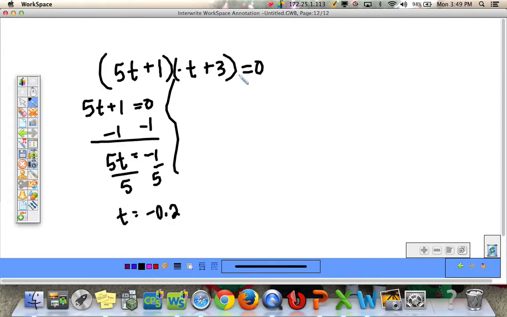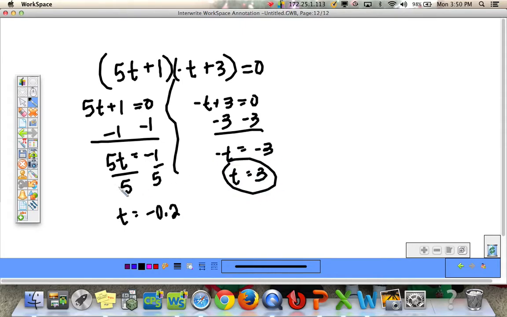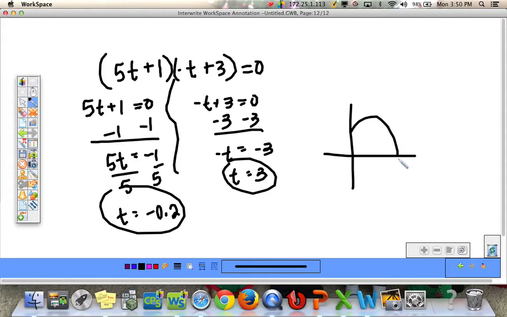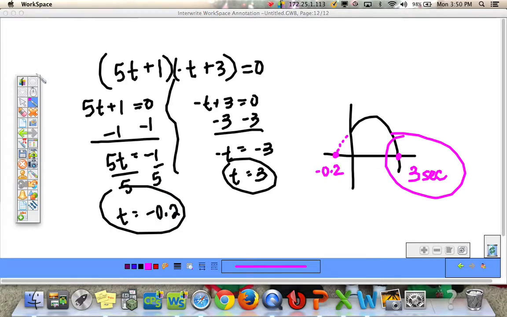Let's do this one right here. So negative t plus 3 equals 0. Subtract 3 from each side. Negative t equals negative 3. T equals 3. So you have one negative answer and one positive answer. But in this situation, think about the picture. We're just looking at the positive. Here's the negative. It would be if you were to extend this line, that would be at negative 0.2. But here's the answer we're looking for at 3 seconds. So it takes 3 seconds before that hits the ground.